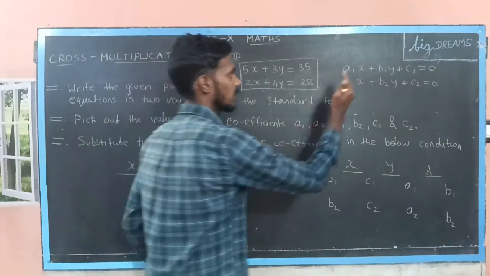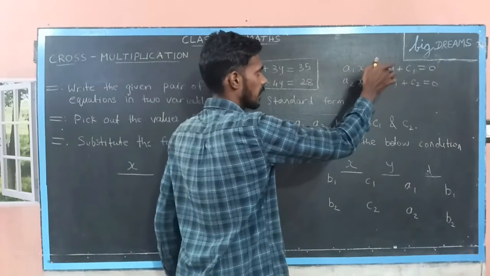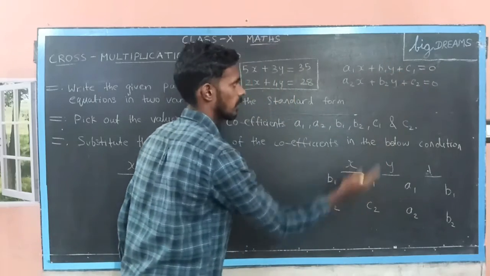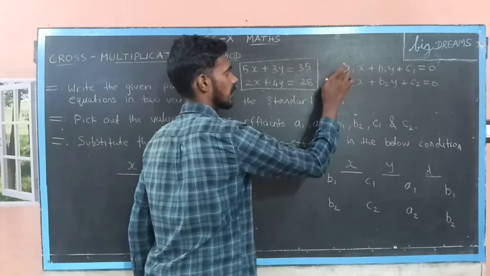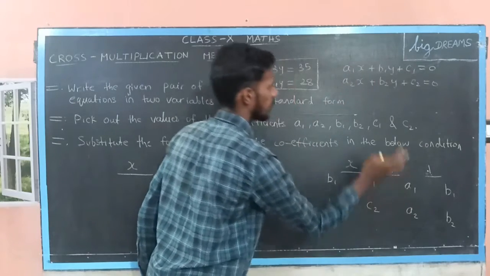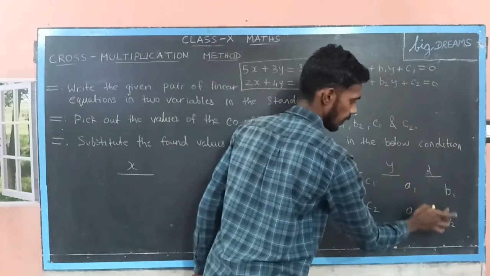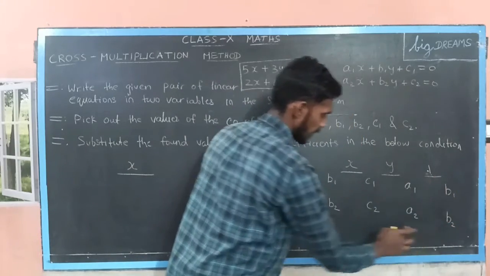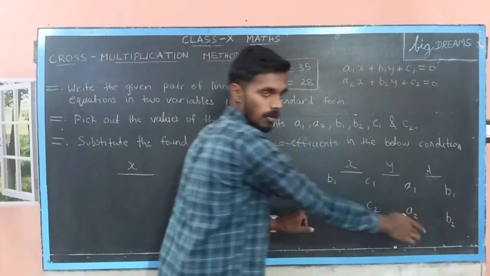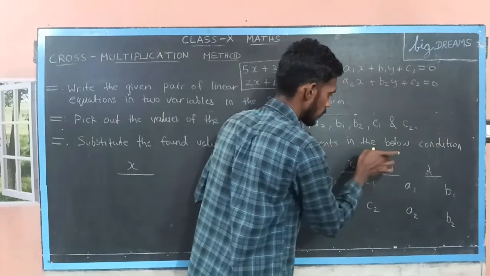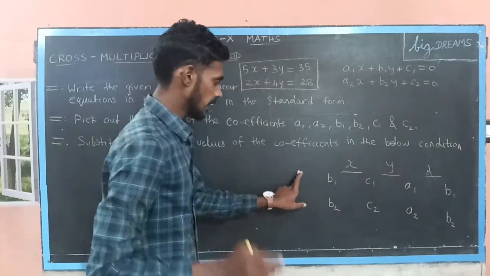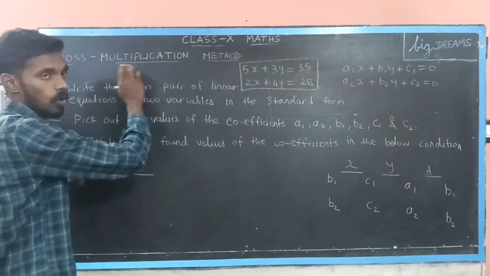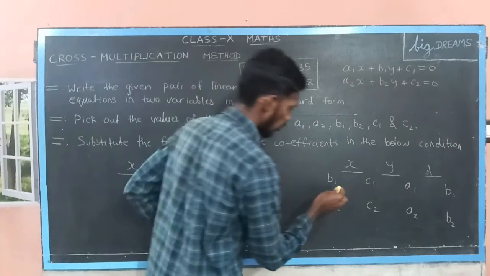It is like a clockwise rotation, starting from b1, b2, next c1, c2, next rotating like this a1, a2, then ending with b1, b2. So we have to write the coefficients of x, y and the constant terms in this form along with this representation x, y, 1. Then you just have to cross multiply. The name itself denotes it is a cross multiplication method, right? So we have to cross multiply it like this.